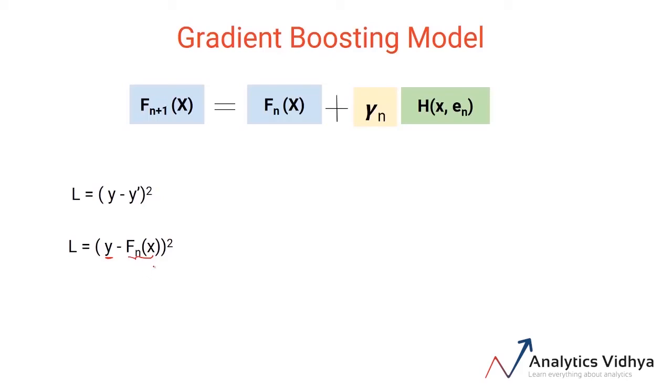Now I believe you would be familiar with the gradient descent process, which we have covered in the previous modules. Here we are going to use the same concept, and we differentiate this equation with respect to Fn(x). When we do that, you'll get the following equation. For the differentiation of this, you'd get minus 2 times (y minus Fn(x)). Now this is commonly known as the pseudo-residual, which is the negative gradient of the loss function.